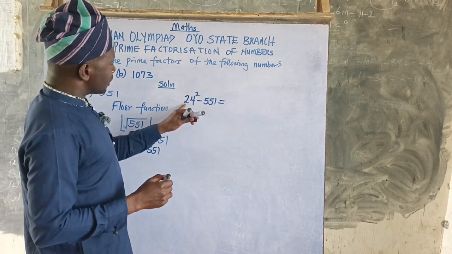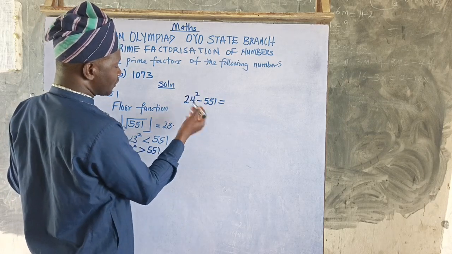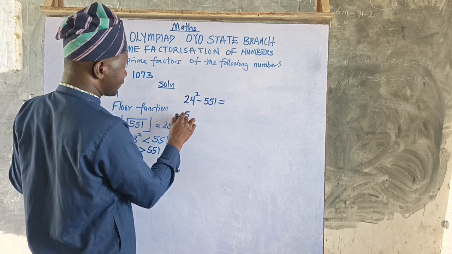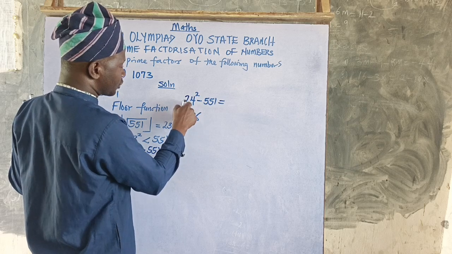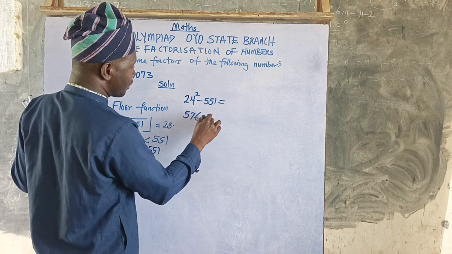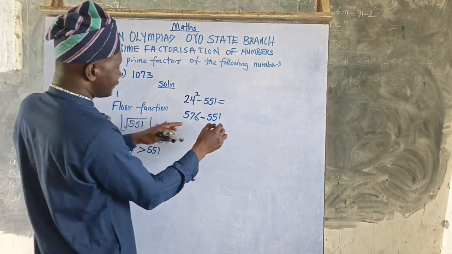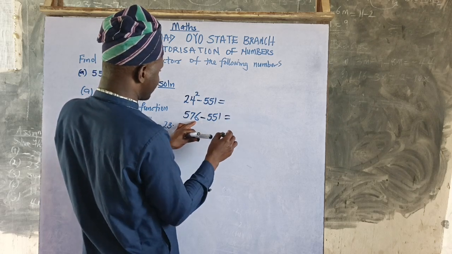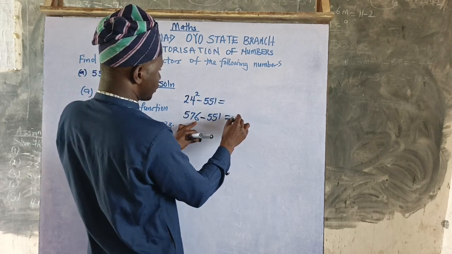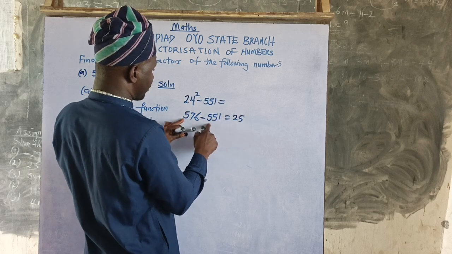Now, let's evaluate the square of 24, that is 24 raised to power 2. When you multiply 24 by 24, you are going to have 576. You can take your calculator to check. 24 by 24 will give us 576. Now, we are going to take away 551 from there. When you take away 551 from 576, 6 minus 1 gives 5, 7 minus 5 gives 2, and 5 minus 5 gives 0.